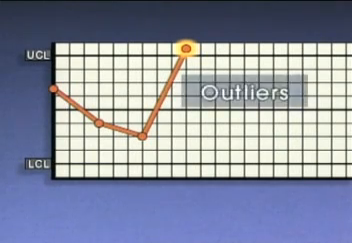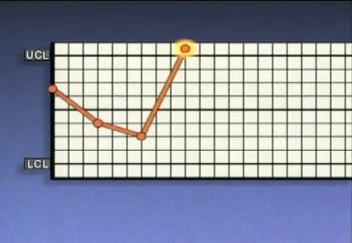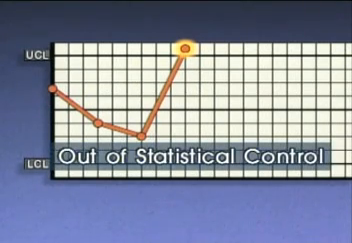On the other hand, when there is abnormal variation in a process, plotted values may fall outside of the control limits. These plotted points are sometimes referred to as outliers. When one or more outliers appear on a chart, the process is generally considered to be out of statistical control.